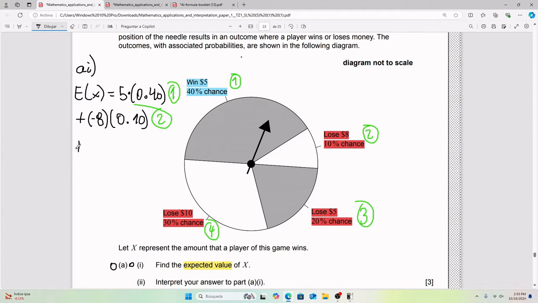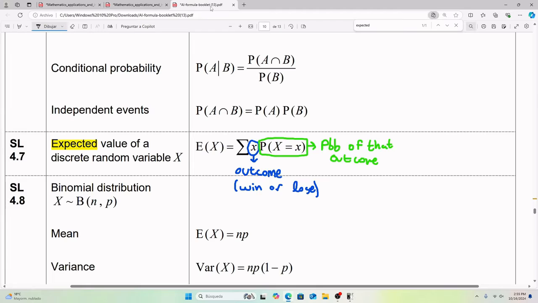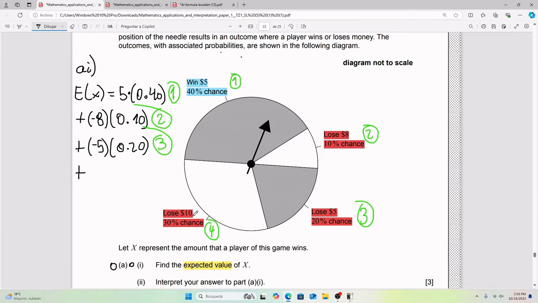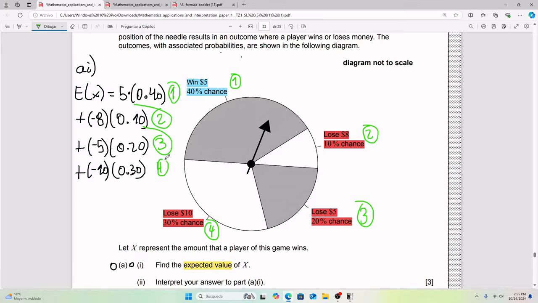Then we still have to add for the third one, but the third one is lose 5. So yes, we're adding, but instead of being a plus 5, it's going to be a negative 5, times the 20% chance, which is 0.20. That's for the third one. And for the fourth one, we add again because it's still a summation, right? Outcome times probability. The outcome is negative 10 because lose, and the probability being 30 is 0.30. Ladies and gentlemen, from here we have the fourth one.